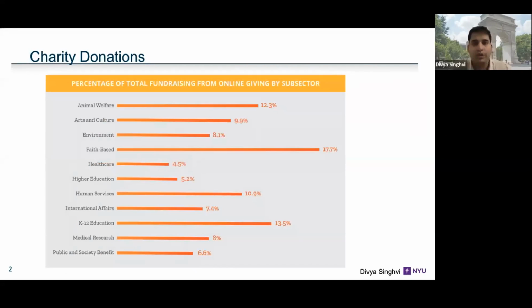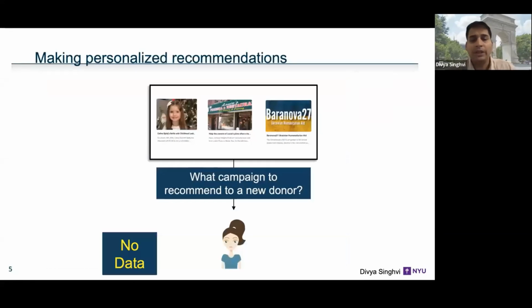Not only this, there is a high level of heterogeneity. These donations are being made to various campaigns that belong to very different subsectors. This includes charities from animal welfare to environment, health-based and faith-based charities and so on. So clearly this is a big market, and the underlying problem that these platforms face is that of making personalized recommendations. So what does that mean? Well, a platform might have a bunch of campaigns or charities, and there are donors that come on the platform. To ensure that a large amount of donations happen, the platform is trying to decide what campaign to recommend to a donor.